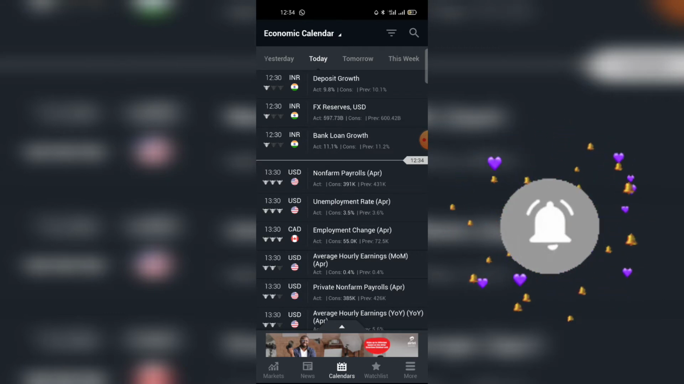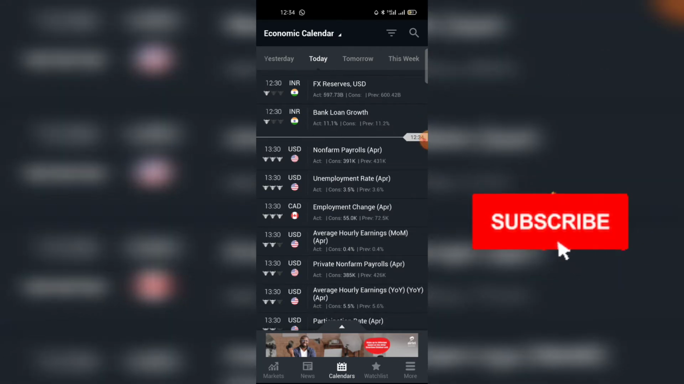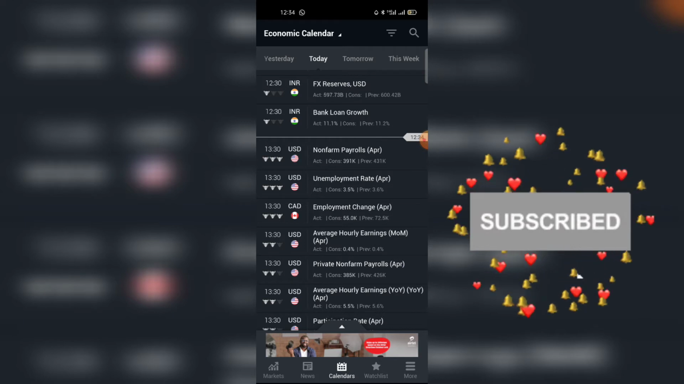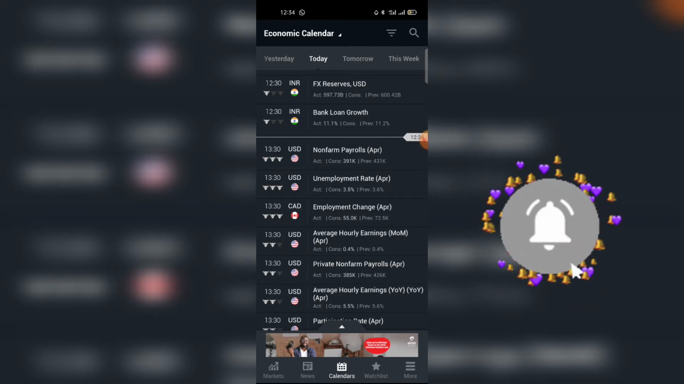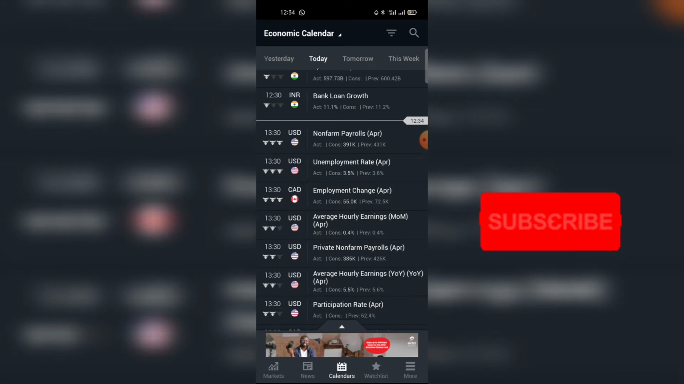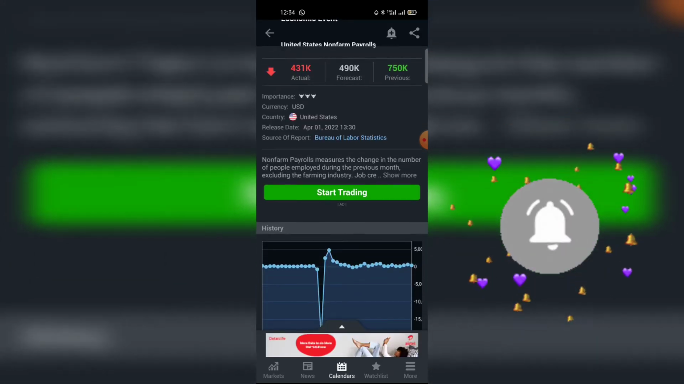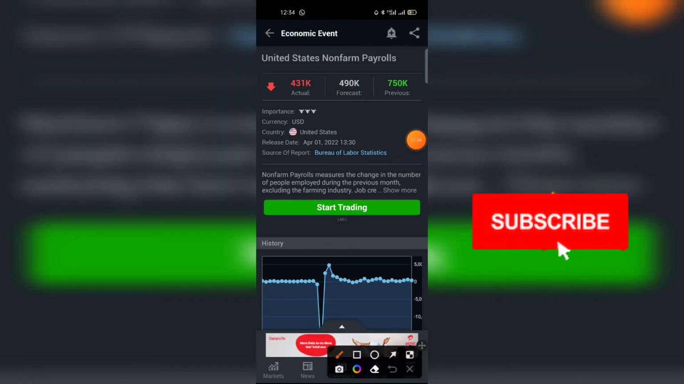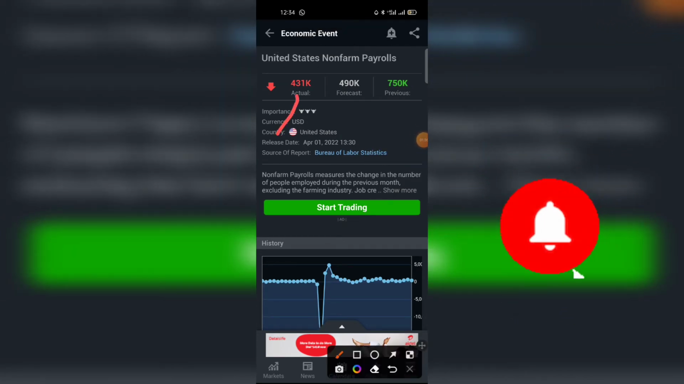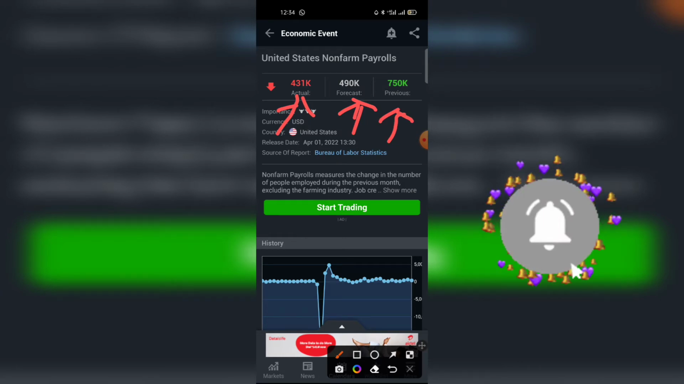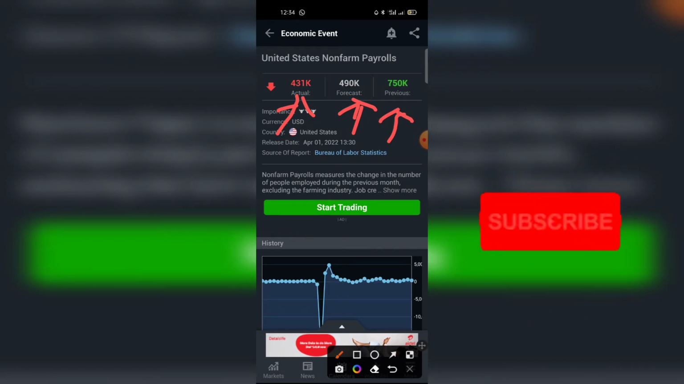So the news affecting the US dollar means that if it's bullish, all US dollar pairs will move up, and those inversely correlated to the US dollar will move lower. That means trading the forex market or any other market related to the US dollar. As you can see here, non-farm payroll, I believe this was April data. The actual is 413k, the forecast is 490k, and the previous is 750k. Now I will explain this.